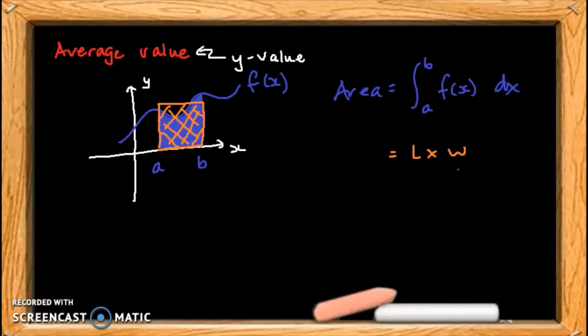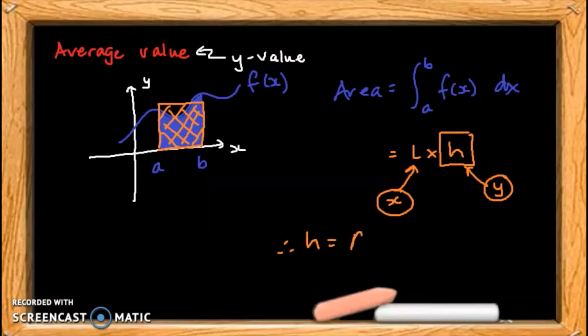Now, normally we would talk about length times width, but in the context of the Cartesian plane, I could make that height, which talks all about the y's, and I could make the length the width, which talks all about the x's. Now, my h is going to be my average value, my height. So this is what I'm looking for. And now I can transpose this to say, well, my height is my area divided by my length.